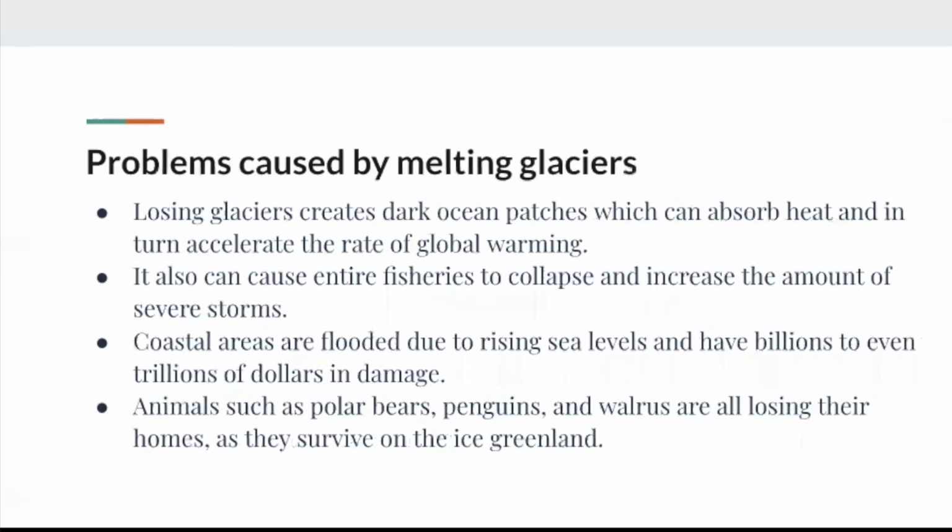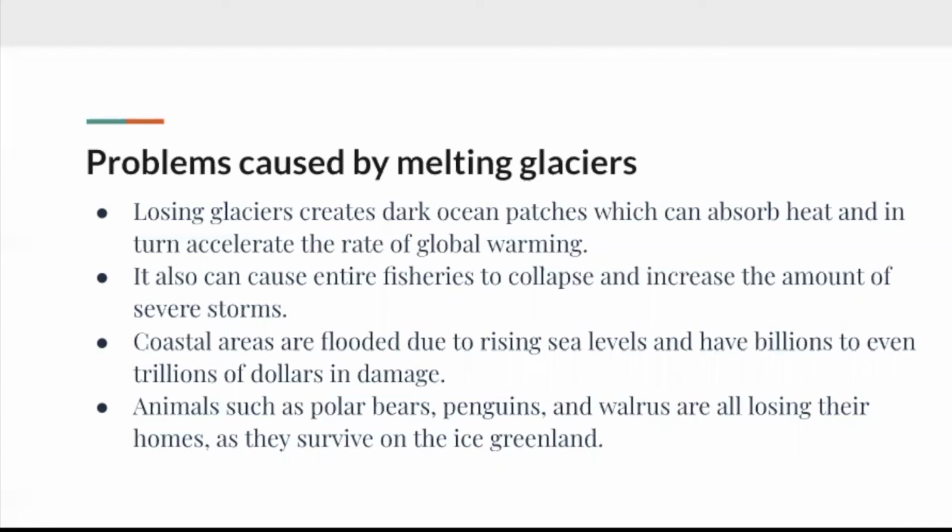So what are some problems caused by melting glaciers? Losing glaciers creates dark ocean patches, which can absorb heat and in turn accelerate the rate of global warming. Like Joseph talked about a few lessons ago, there's something called albedo, and that basically means that darker surfaces absorb more heat than lighter surfaces, which are able to reflect heat. So if we're absorbing more heat because there are more darker ocean patches, that causes a feedback loop, which accelerates the rate of global warming.